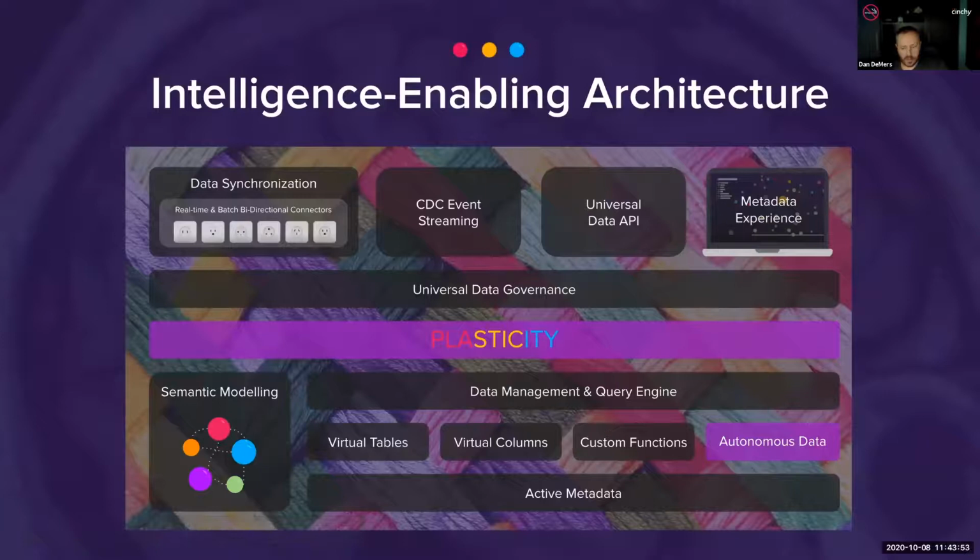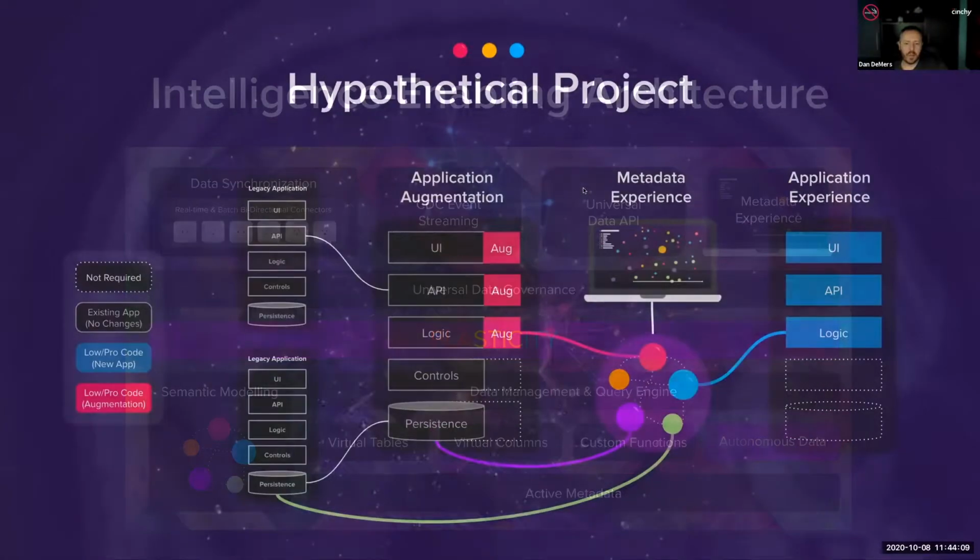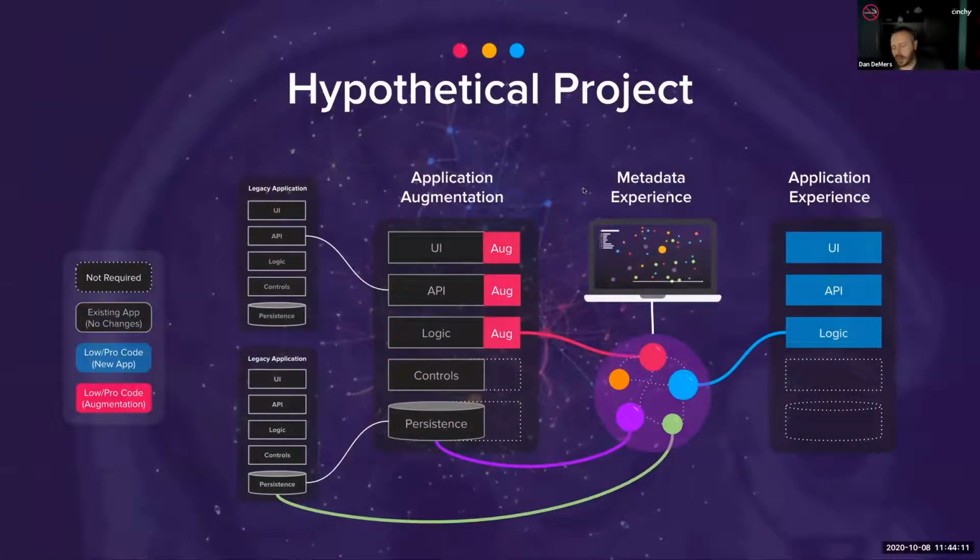So I actually skip over this slide, but this kind of shows the guts of the underlying architecture, all the different components. So data synchronization, universal governance, plasticity, and semantic modeling. So today we're going to focus on the APIs. So I won't cover this unless there's any questions. And I'm going to come back to this slide.